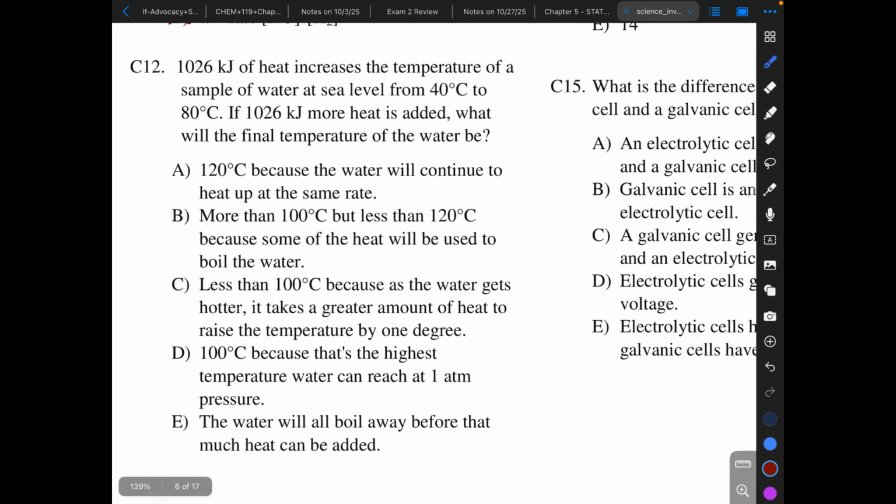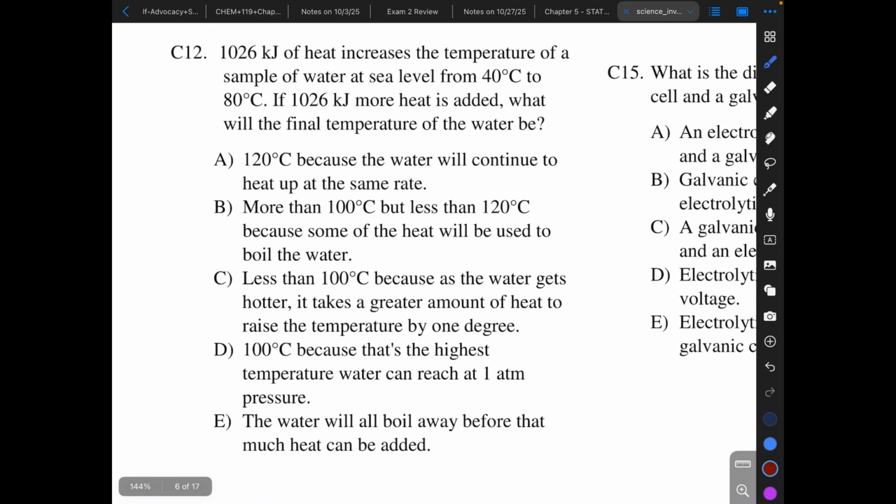Number 12, we're told that 1,026 kilojoules of heat increase the temperature of a sample of seawater from 40 degrees to 80 degrees. If 1,026 kilojoules of heat is added again, what will the final temperature of the water be?